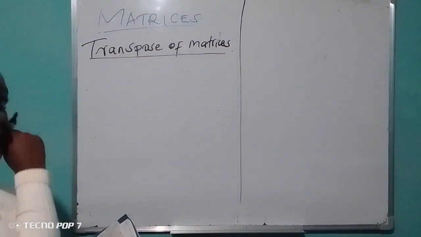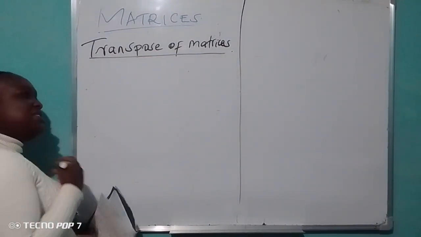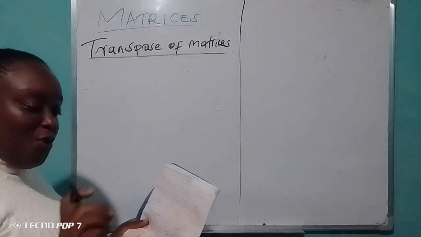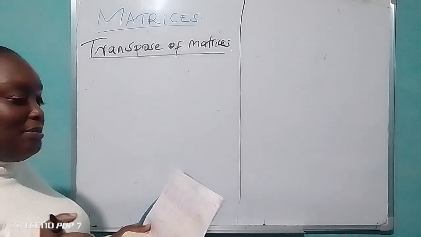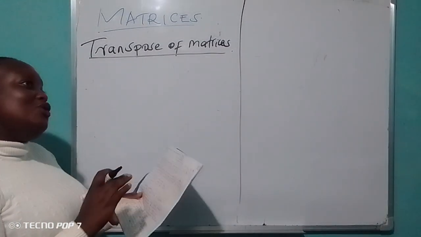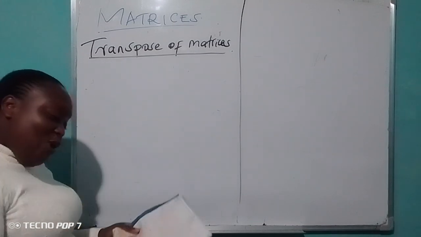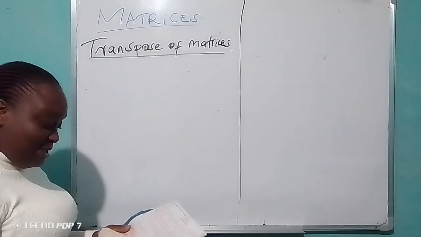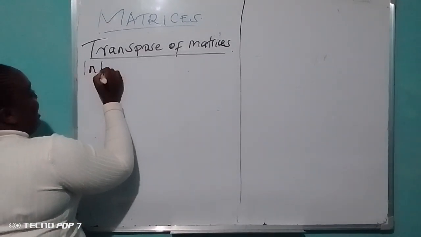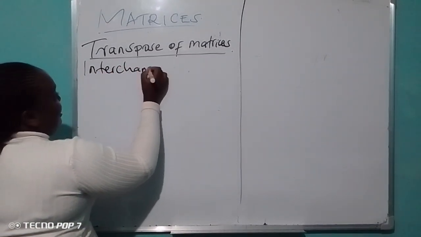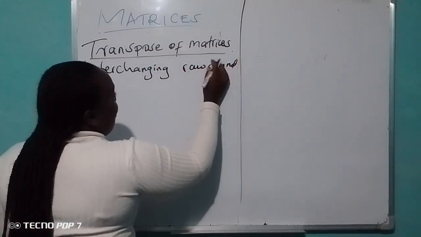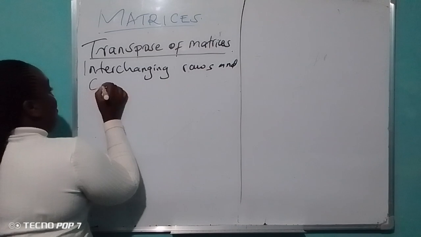Transpose of matrix. So this is just to interchange elements of rows and elements of columns. To interchange, exchange rows, the elements on rows become column. Interchanging rows and column.